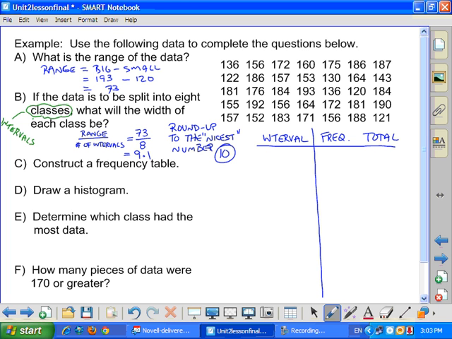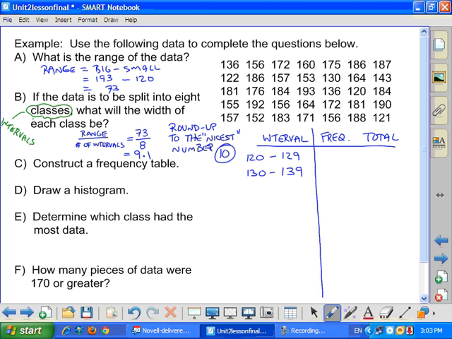The difference is your intervals. I'm going to go by 10s, and I'm going to start with the smallest number, 120. You've got to be careful here. 120 is 1, 121, 22, 23, 24, 25, 26, 27, 28, 29. So from 120 to 129 is my first interval. The next one would be 130 to 139.